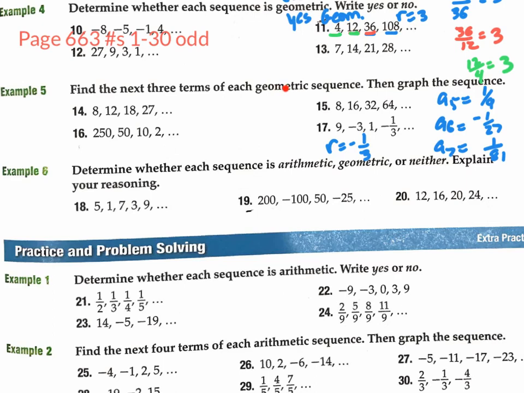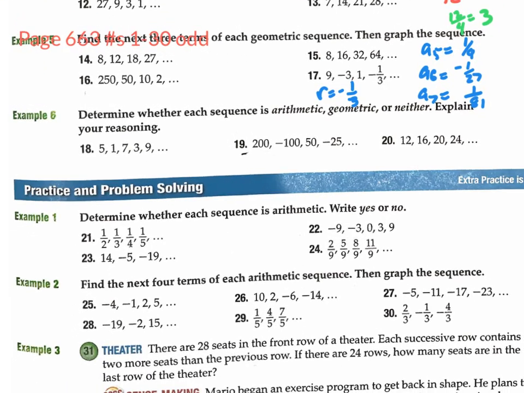So we could safely say that this is geometric. Why is it geometric? Because it has a common ratio of -1/3, and the next 3 terms, a sub 5 will be +1/9, a sub 6 will be -1/27, a sub 7 will be 1/81. Okay, and you guys could do the same for number 15.